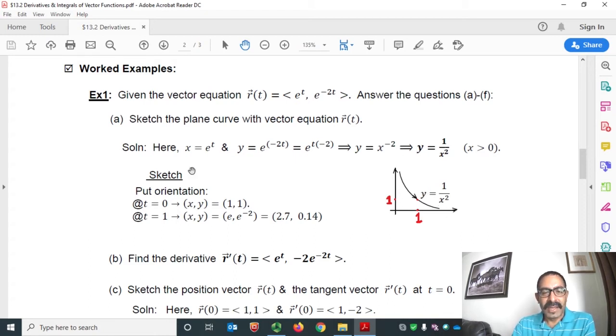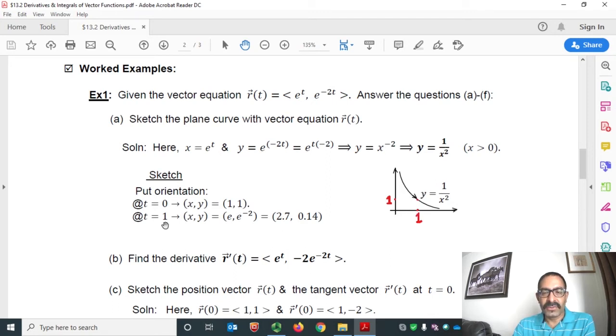So let's put the orientation, because this is a vector equation. We need to know which direction the curve is tracing. So now let's check t equals 0. When t equals 0, x is e to the 0, y is again e to the 0, which means I will get (1, 1). So I'll get (1, 1) here.